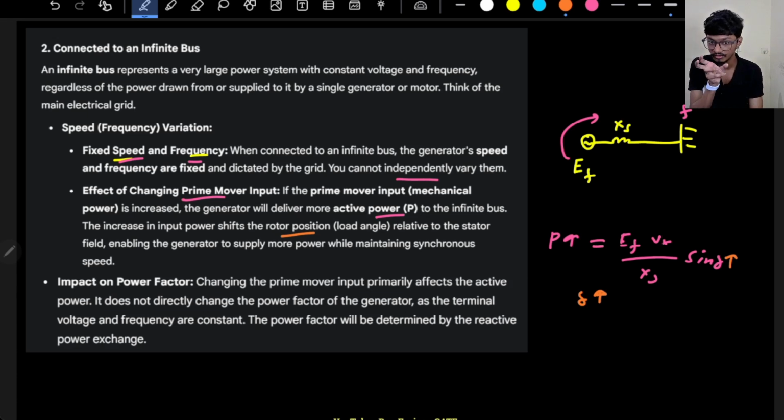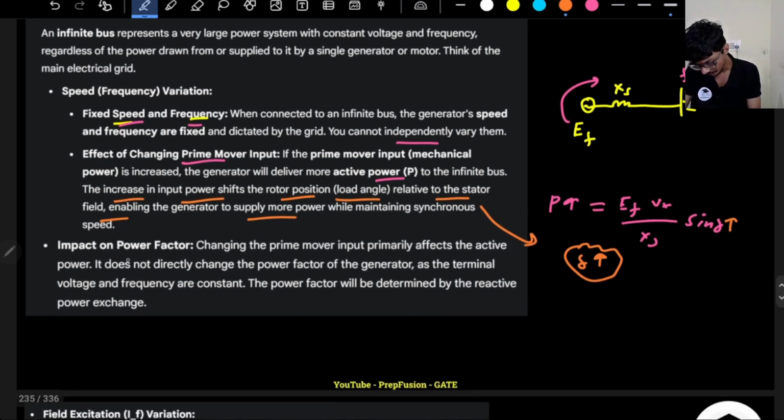So it can go out of stability. We will discuss this. So the increase in input power will shift the load angle relative to the stator field, enabling the generator to supply more power. So your load angle will increase. That much I can surely comment.